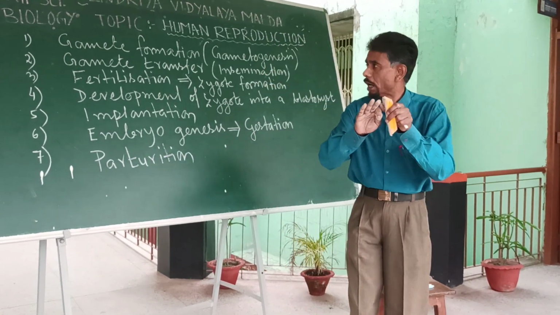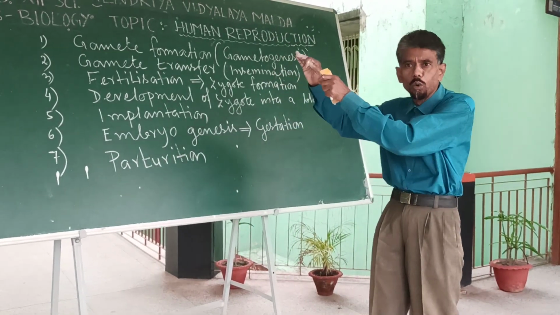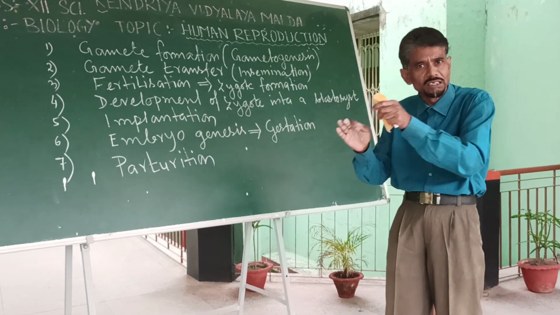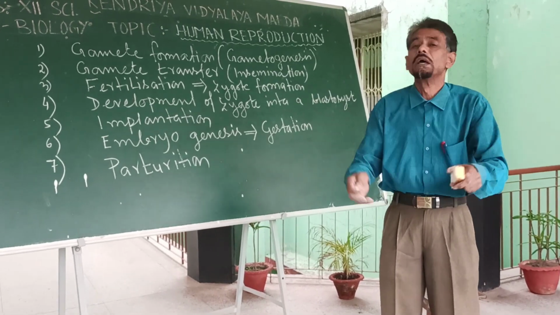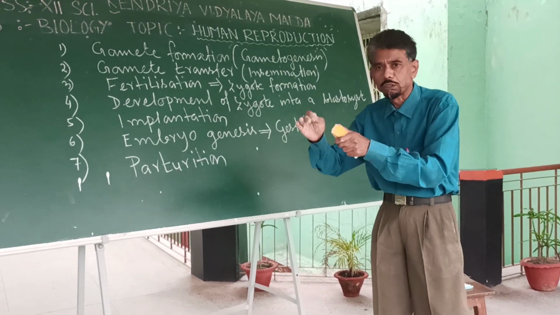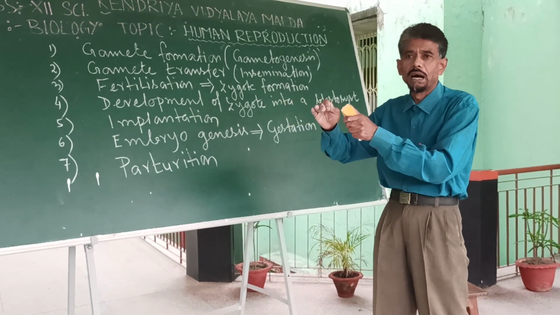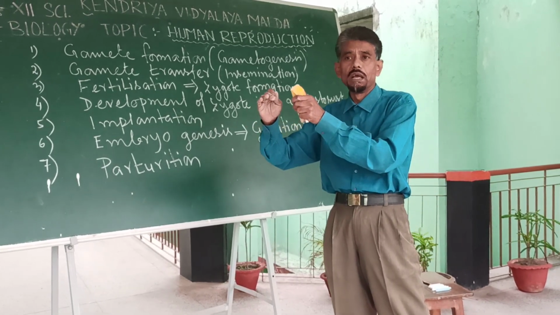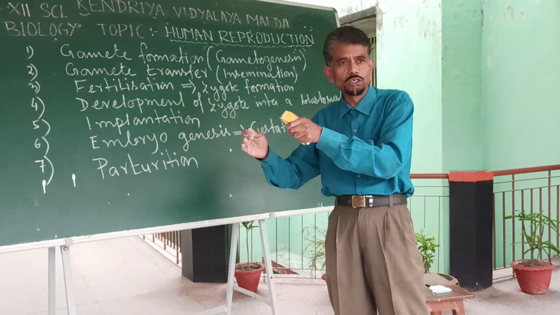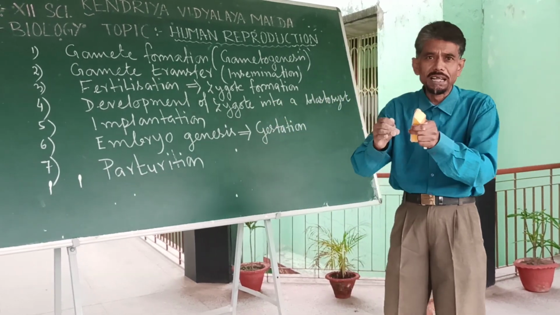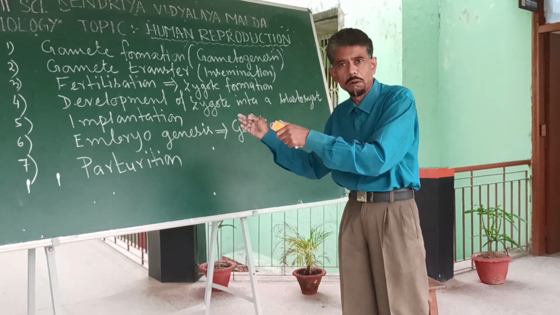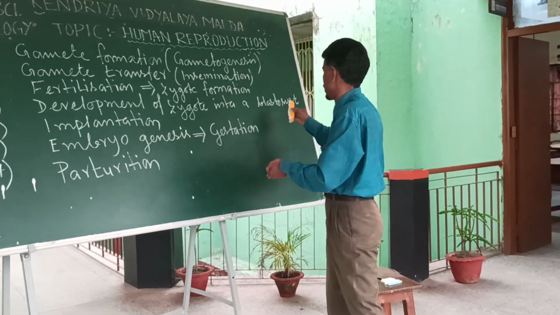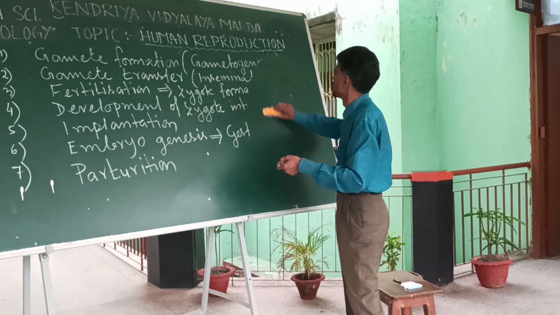So I hope the summary of the whole event of human reproduction is very, very clear to you. Now, let us proceed one by one with the steps, the structures and events, the primary and secondary structures of reproduction, one after another.